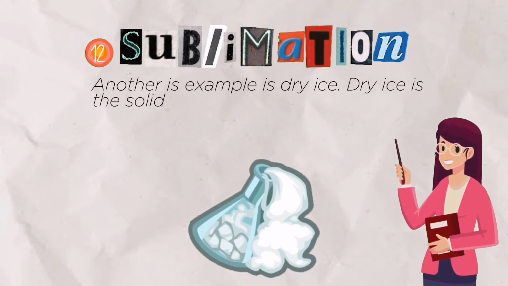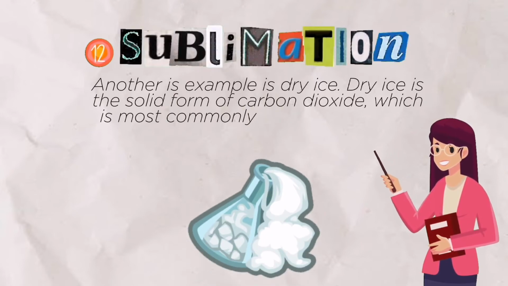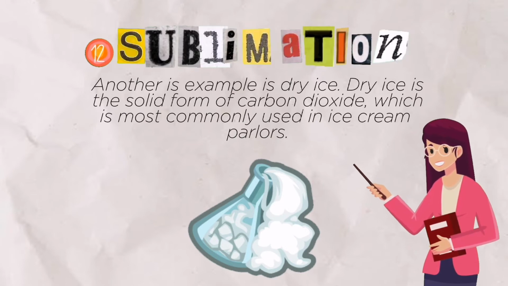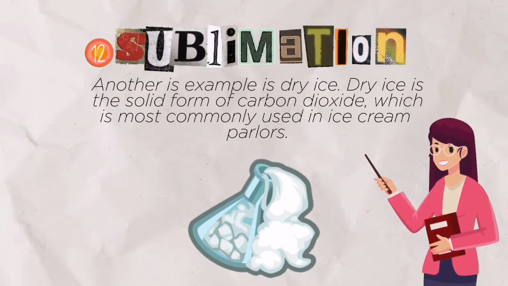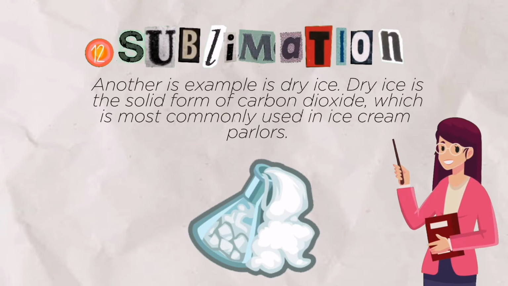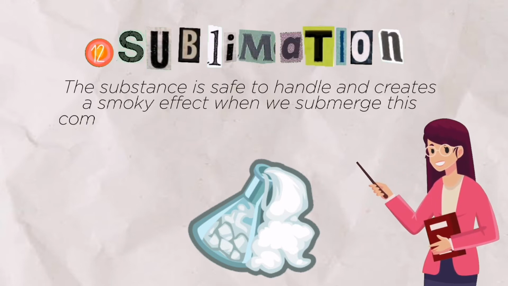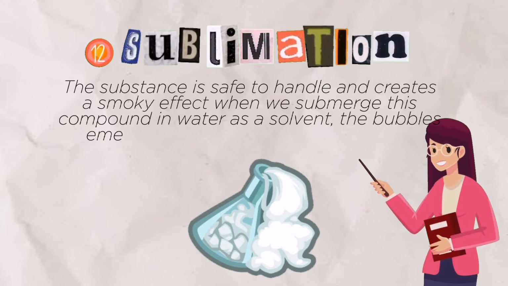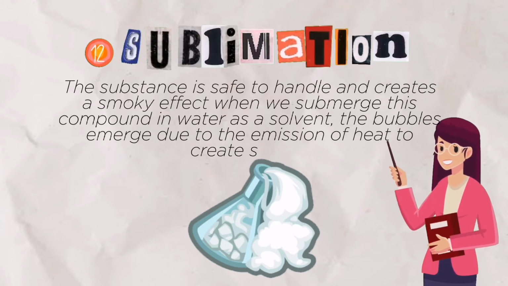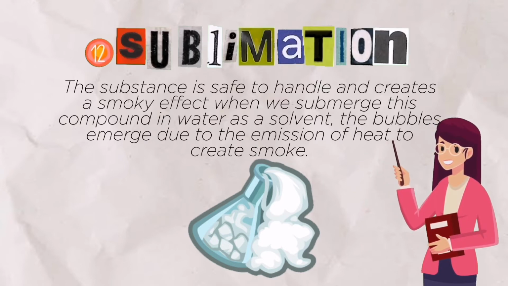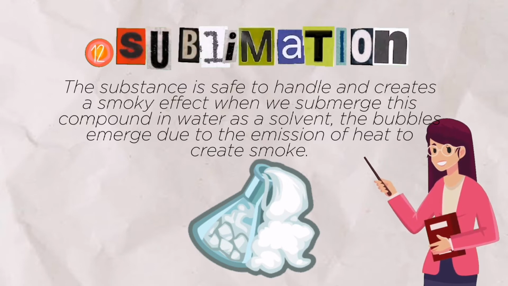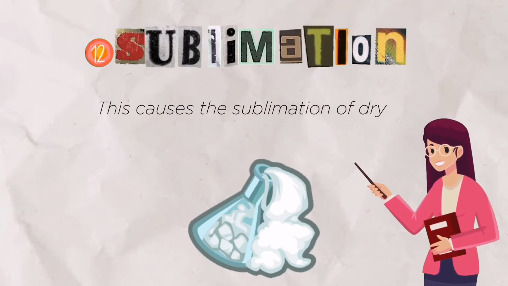Another example is dry ice. Dry ice is the solid form of carbon dioxide, which is most commonly used in ice cream parlors. The substance is safe to handle and creates a smoky effect, and when we submerge this compound in water as a solvent, the bubbles emerge due to the emission of heat to create smoke. This causes the sublimation of dry ice.